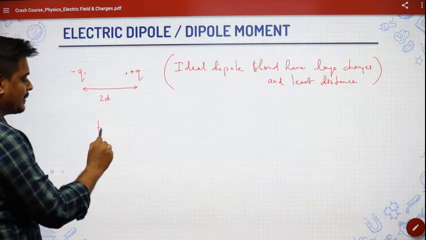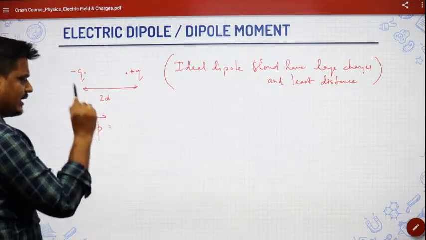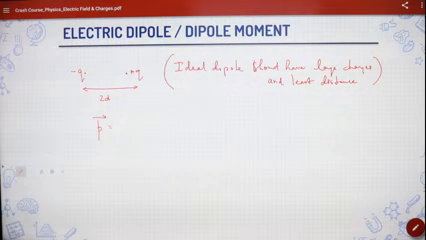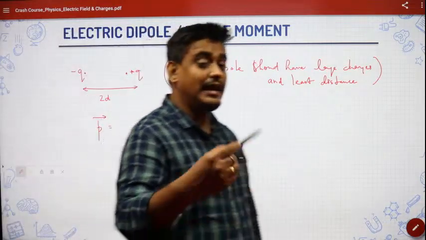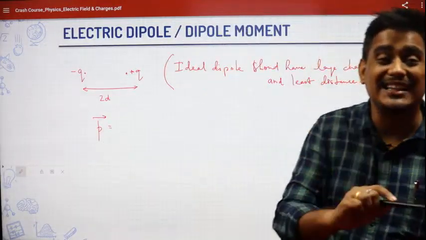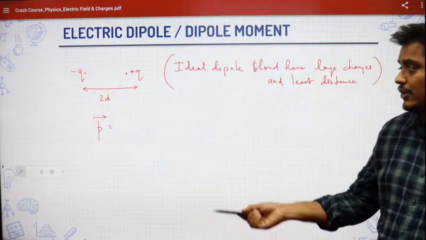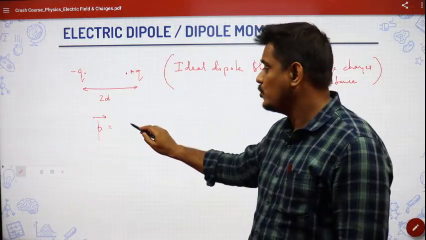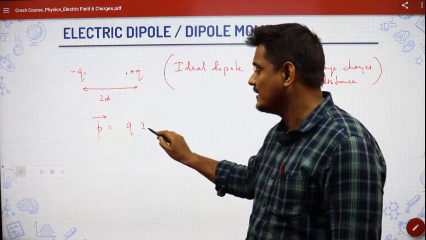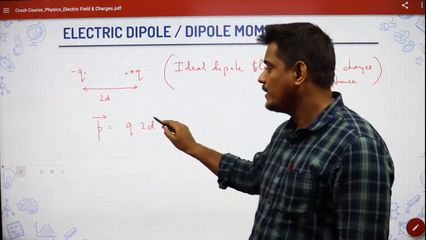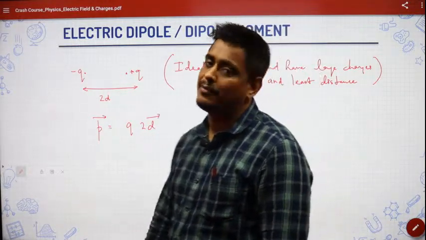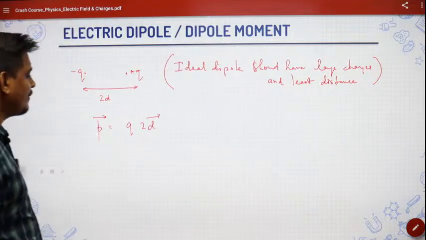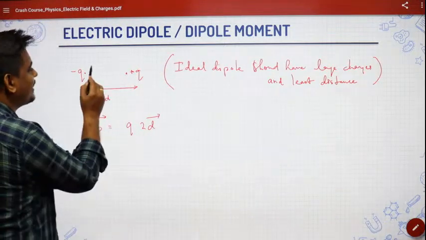It is represented by small p. It is a vector quantity. If I define dipole moment, I would say it is charge times the distance. So if you take the magnitude of charge q multiplied by the distance, that is 2d in this case, q into 2d will give you the dipole moment. And the direction of dipole moment is from negative towards positive.